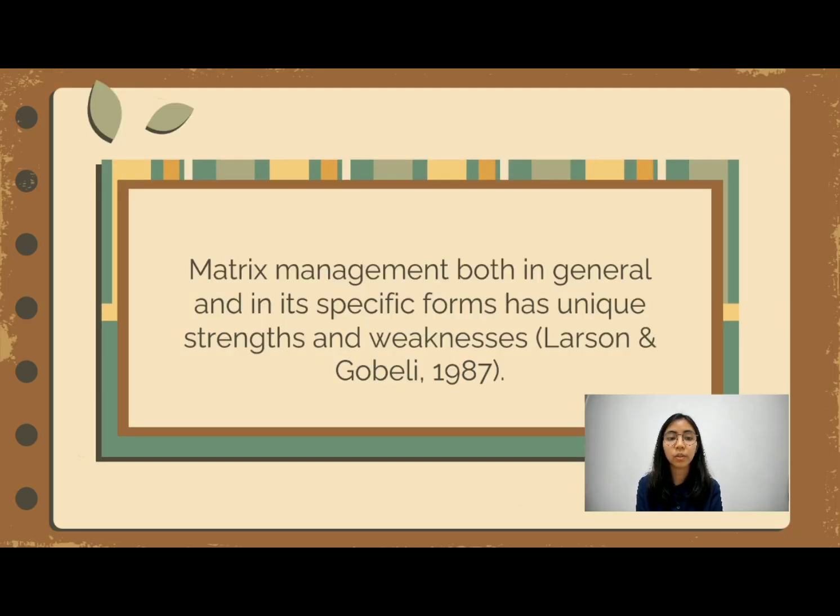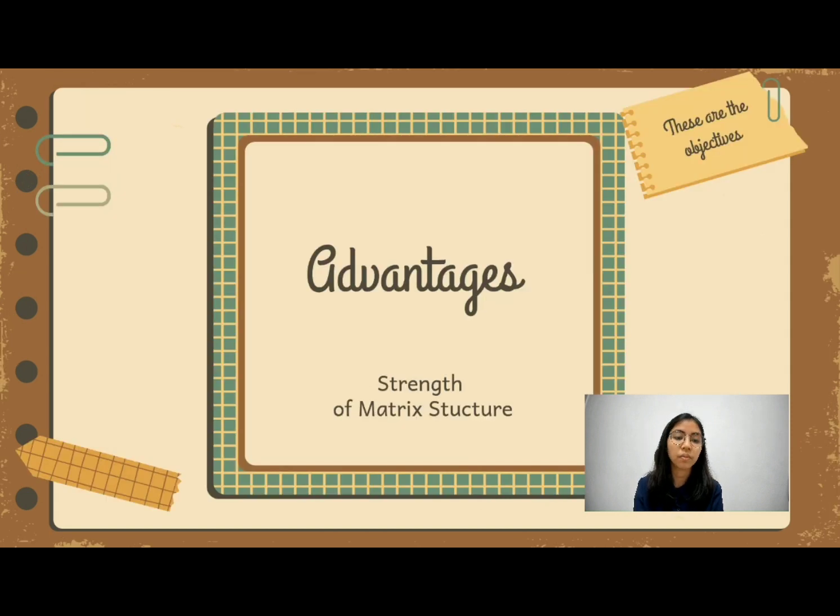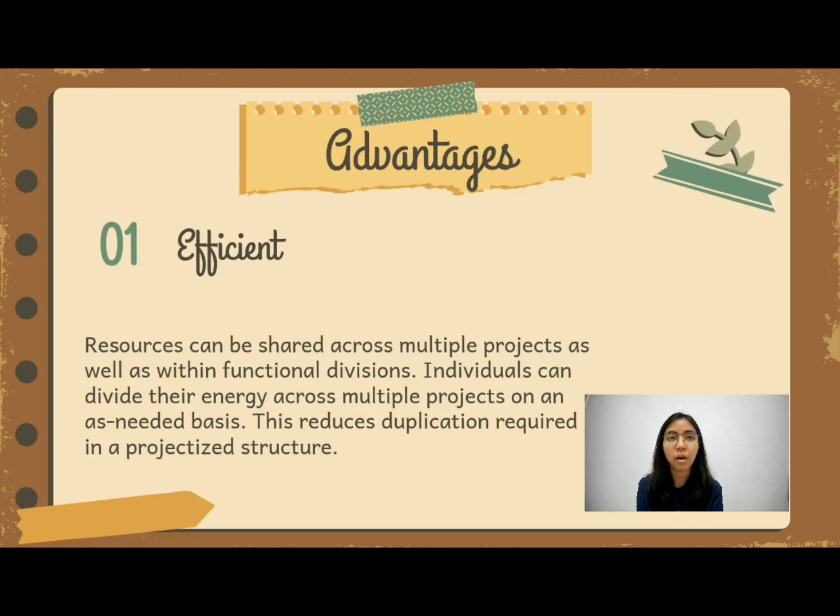Next, according to Larson and Gobeli, matrix management, both in general and its specific forms, has unique strengths and weaknesses. First, the advantages. First, we have efficient. Resources can be shared across multiple projects as well as within functional divisions. Individuals can divide their energy across multiple projects on an as-needed basis. This reduces duplication required in a projectized structure.